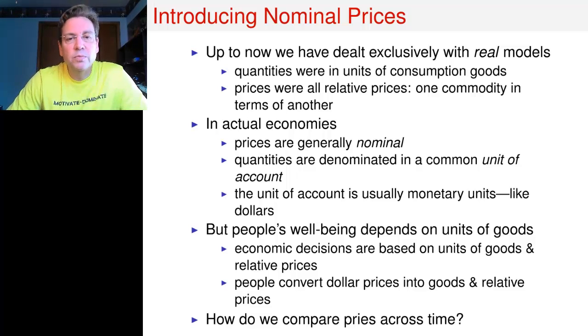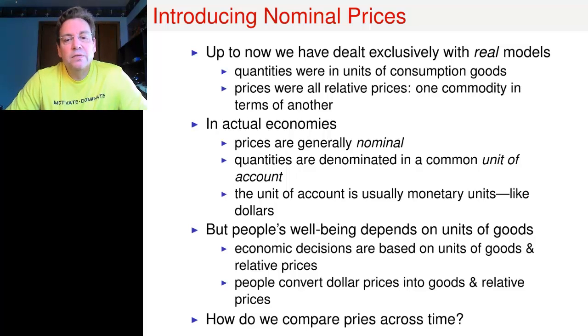Okay, so up until now, everything that we've done has been in the context of real models. So everything was in units of goods. And the prices that we had, the wage, the real interest rate, and so forth, were all relative prices. It was the price of one commodity in terms of another. Of course, in actual economies, prices are usually in dollars, they're nominal. And so what we're going to want to do is be able to translate the kinds of prices that we see in actual economies into the kinds of prices that matter for economic decisions. And those are the real prices.